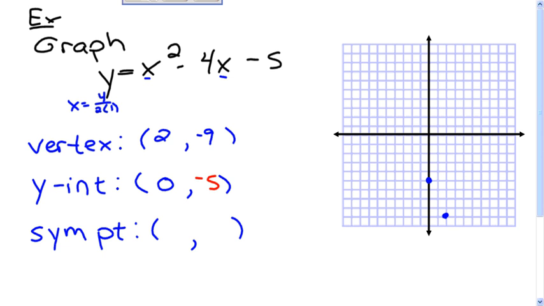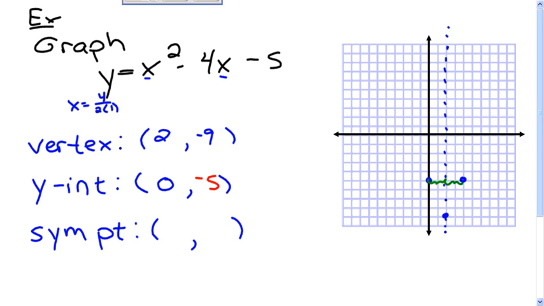Now I know I have an axis of symmetry that runs through that vertex. So over that axis of symmetry, you have that symmetric point. That y-intercept is 2 units away, so therefore I go another 2 units away, and there is my symmetric point.